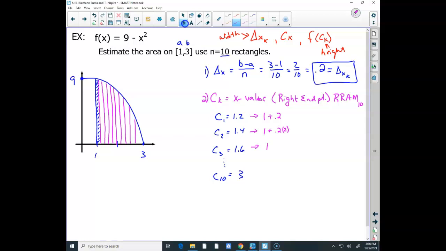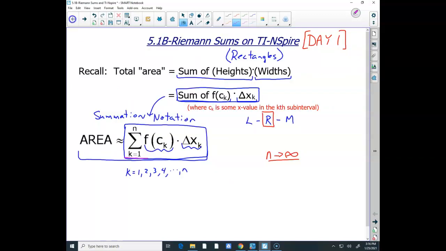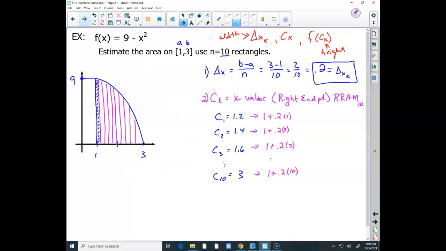My c sub 3 is going to be 1 plus my jump, or my delta x of 0.2, but now I need 3 jumps to get to the third rectangle. And then I'm going to come all the way down here, and I'm going to take 1 plus my delta x times 10 jumps to get down there. And like I said, this first one is 1. Well, what do we want to call that number in the parentheses? Because our goal is to be able to write our function in summation notation, so we can type this into the CAS and have the CAS give us the area. So we're going to kind of be looking here.